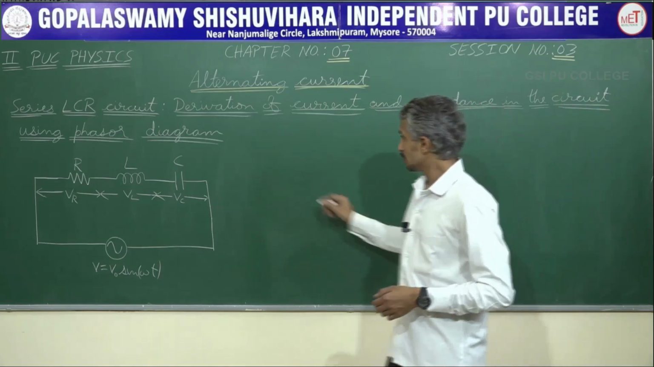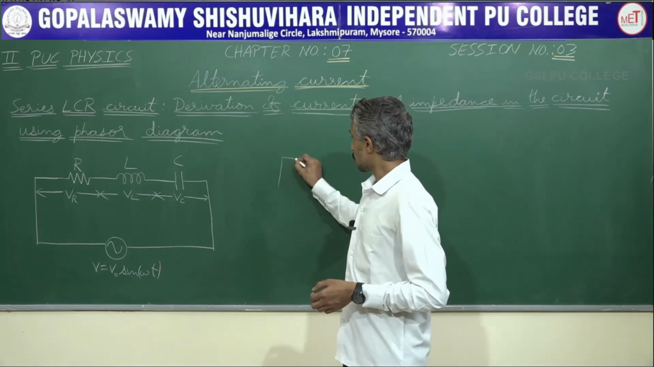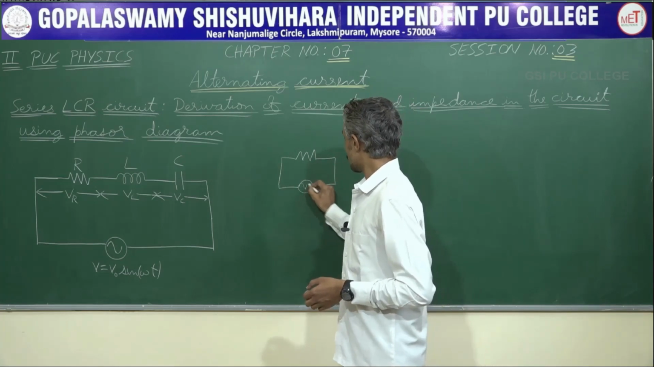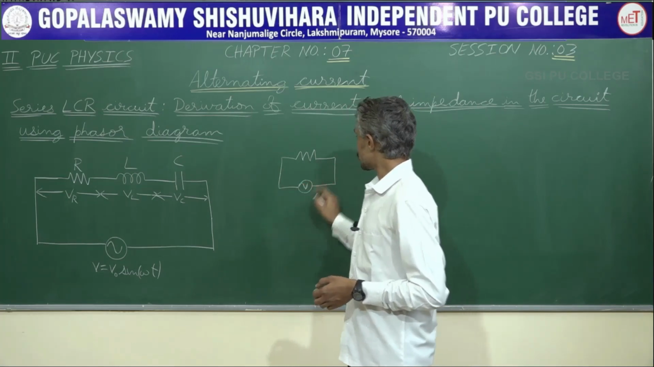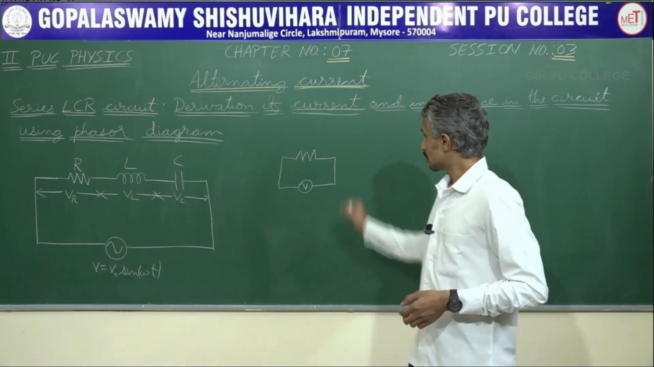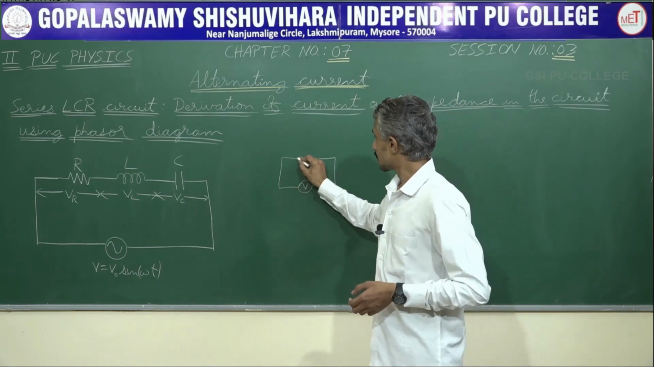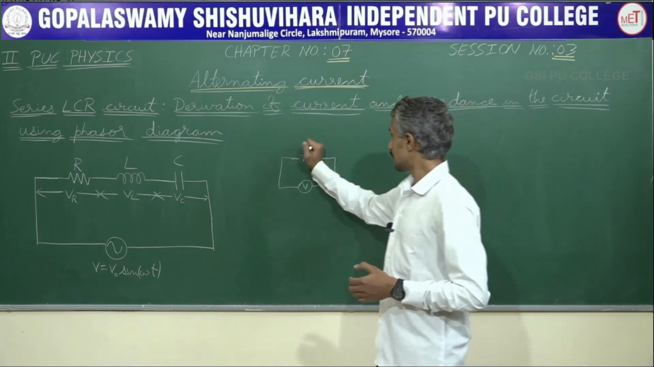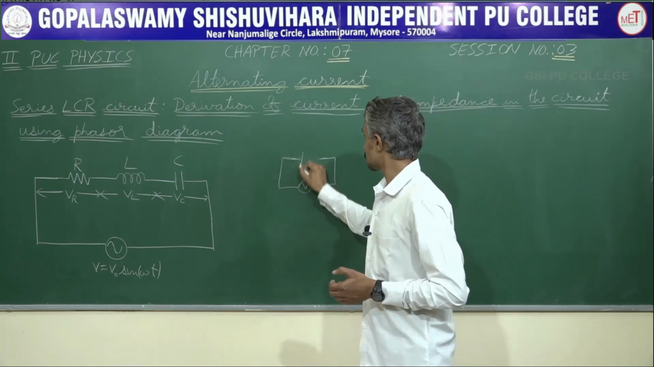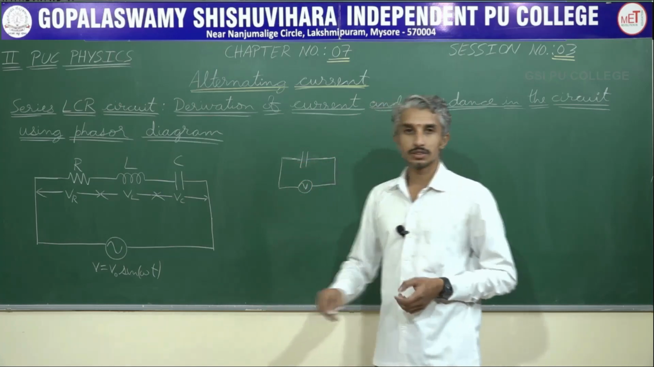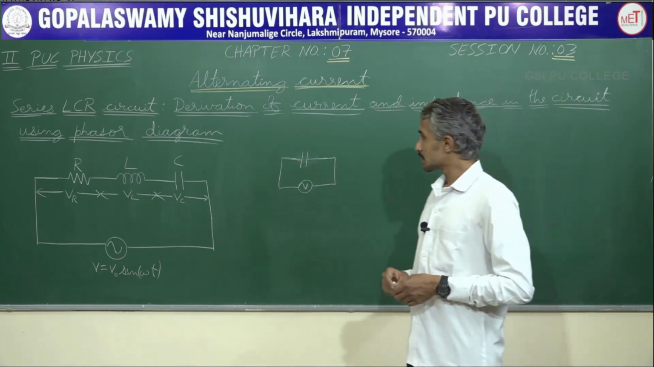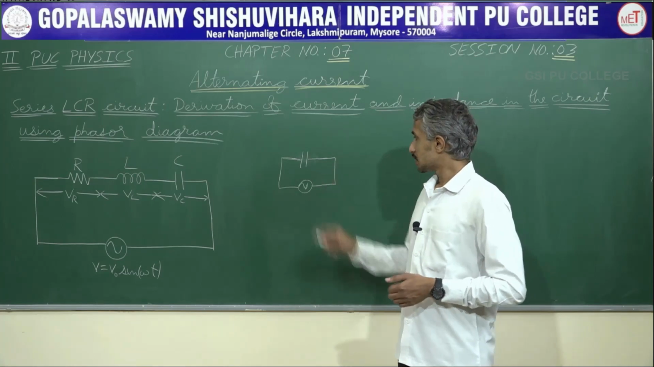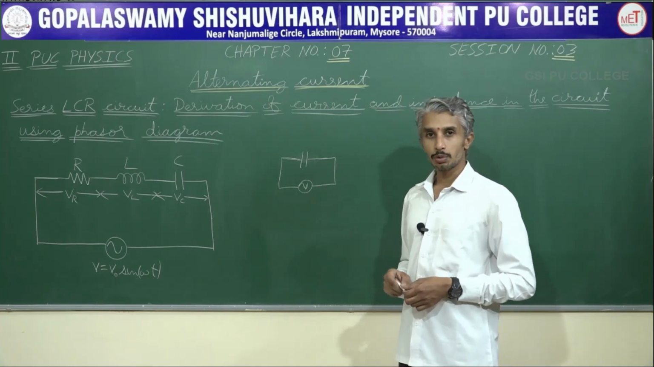So let us recall. In session 1, we had studied an AC circuit with a resistor. If not a resistor, an AC circuit with an inductor. If not an inductor, an AC circuit with a capacitor. So we had studied AC circuits with only one component. What if an AC circuit has more than one component? It can have more than one component.